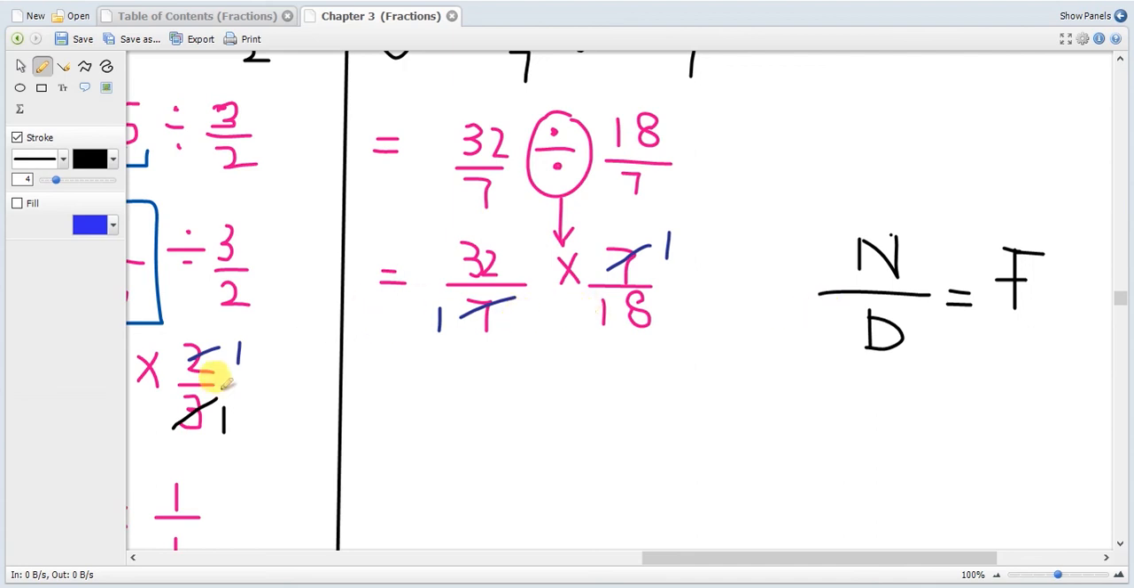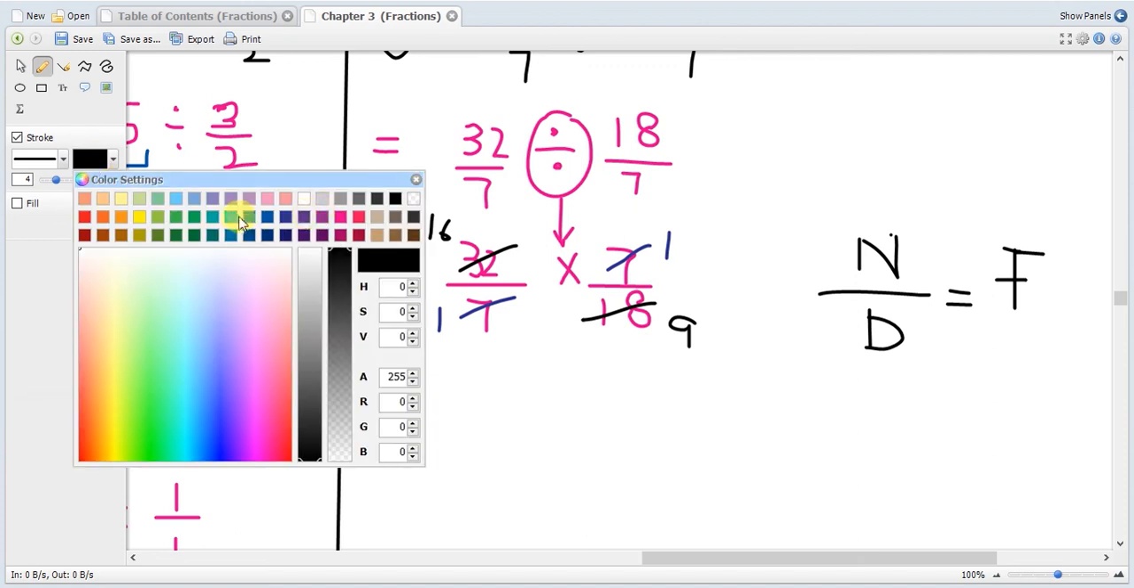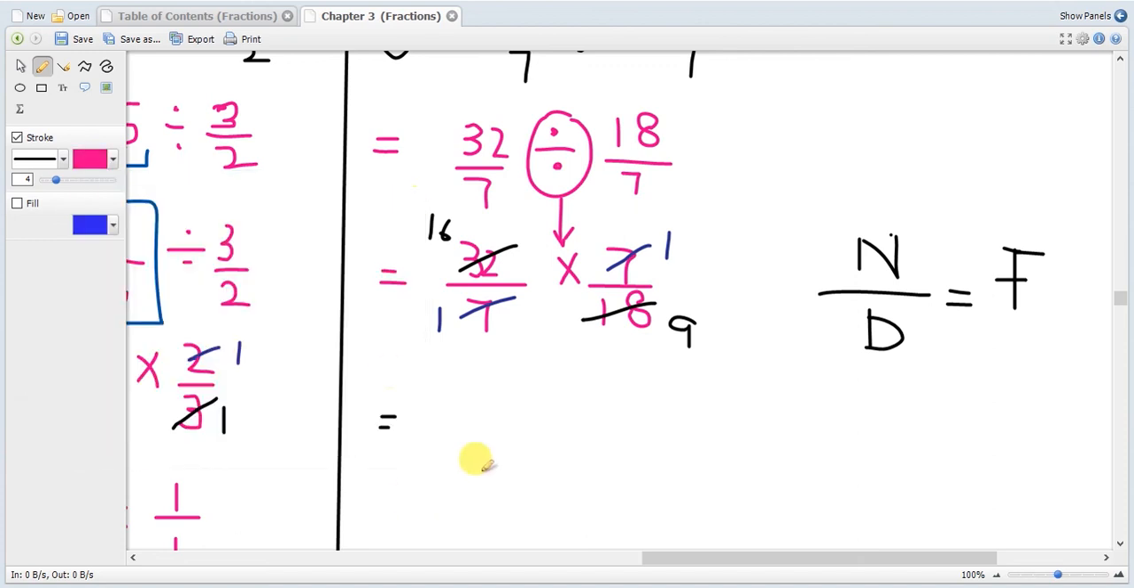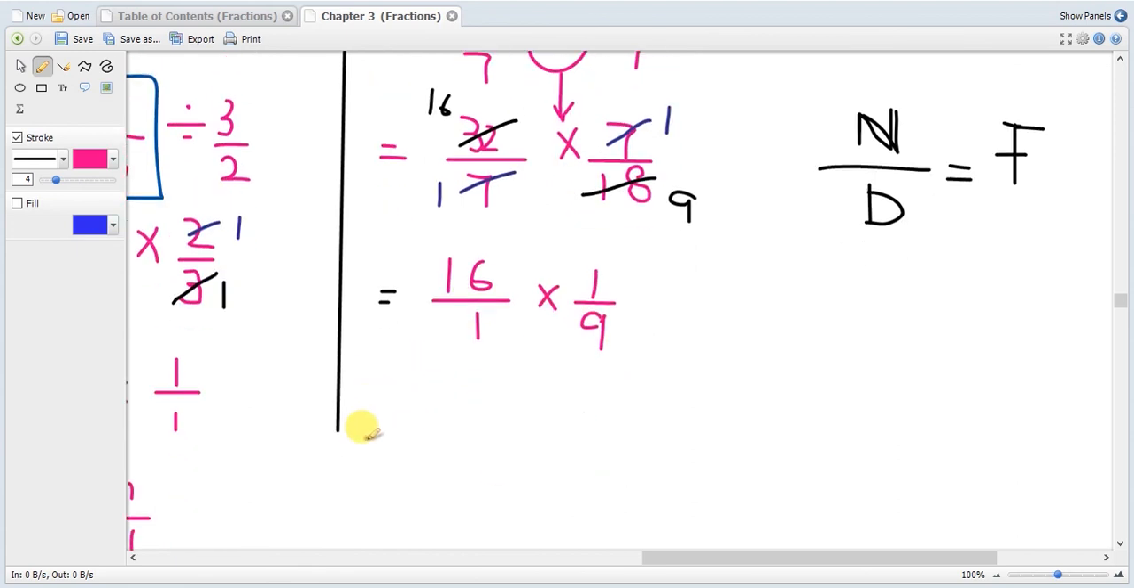Yes, this can be simplified on the times table of 2. Okay, go for it. So this will give us 16 times 2 is 32 and 9 times 2 is 18. So can this further be simplified? Nah. Okay, so let's just multiply. Okay, let me first write the new equation. 16 over 1 times 1 upon 9.